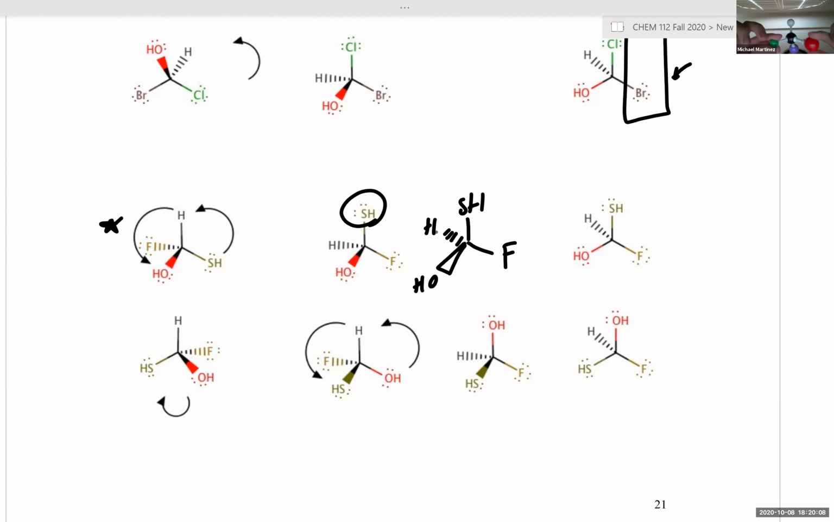Here we go. So we have our opposite enantiomer. So we have our sulfur pointing to the left, we have our oxygen in front, and we have our fluorine in the back. What we're going to do is rotate our molecule so that the hydrogen is in the back, and then we're going to draw what we see. So in this case, the oxygen is up top, the sulfur is pointing out of the page, the fluorine's pointing to the right, and the hydrogen's in the back.